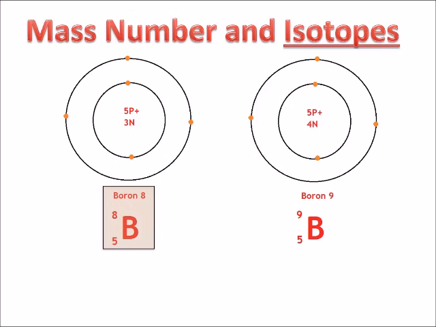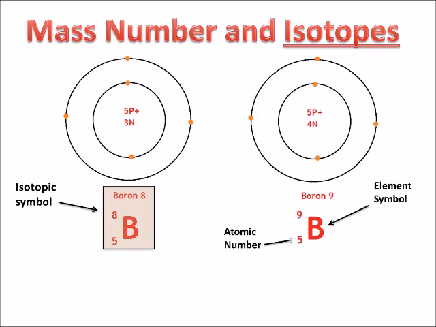Here we have 2 atoms. The isotopic symbol shows the element symbol. It shows the atomic number, and it also shows the mass number of the atom. The atomic number of the atom on the left-hand side is 5. The atomic number of the atom on the right-hand side is 5. They're both boron atoms.